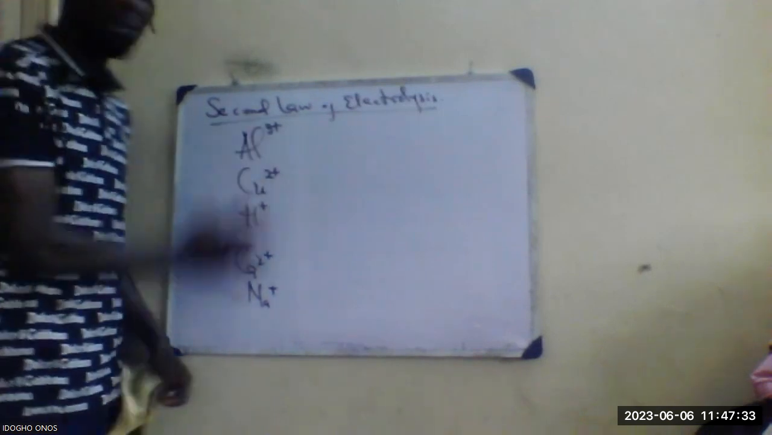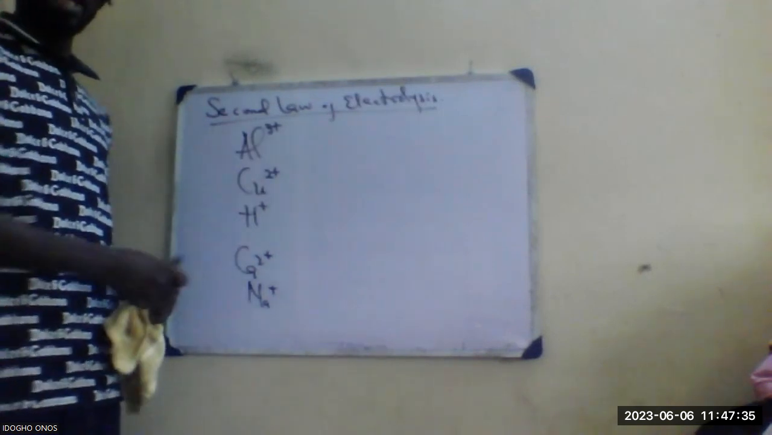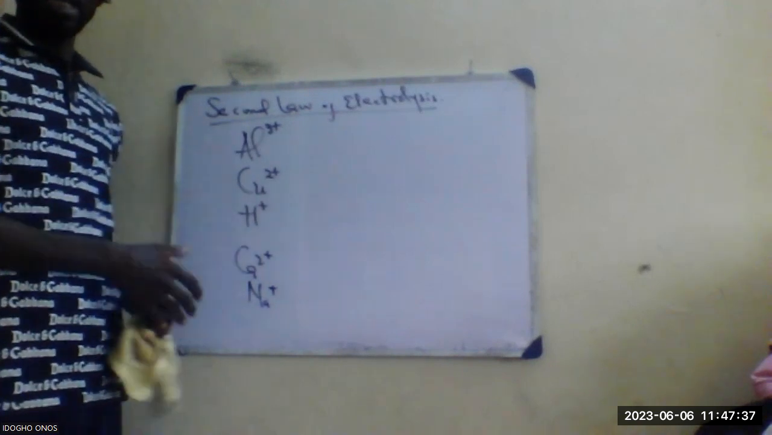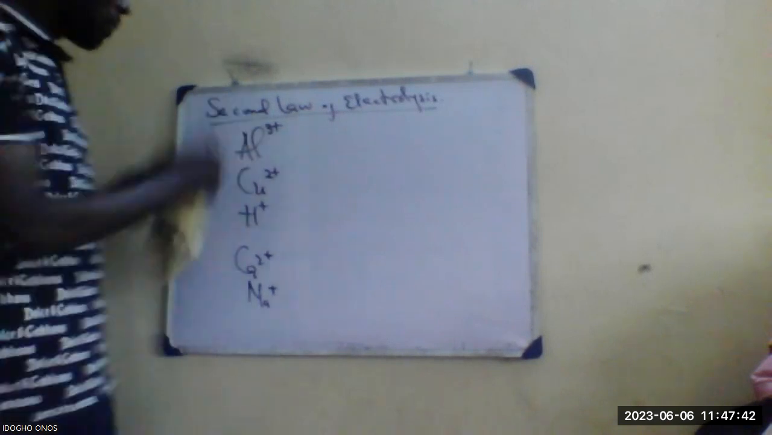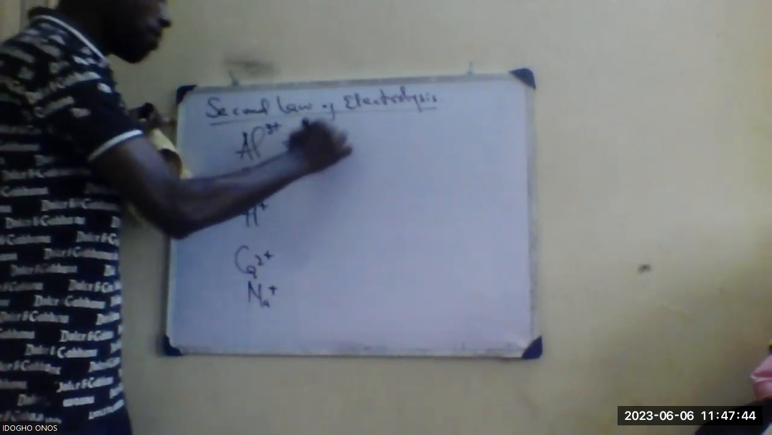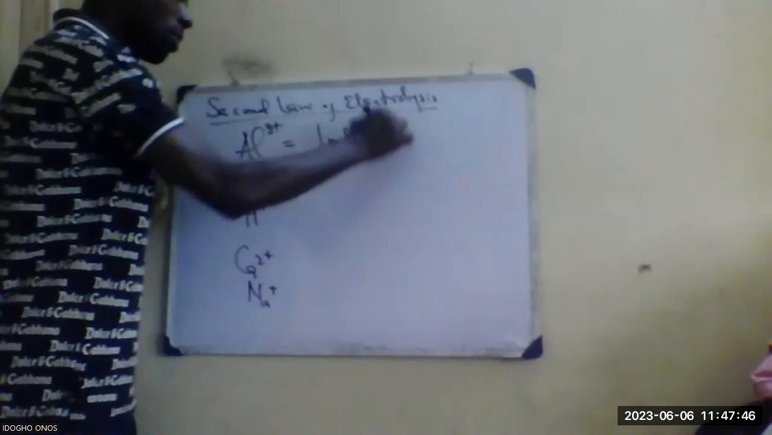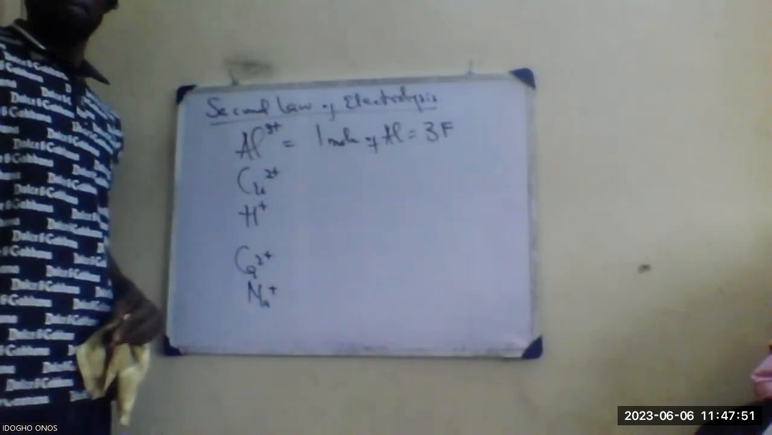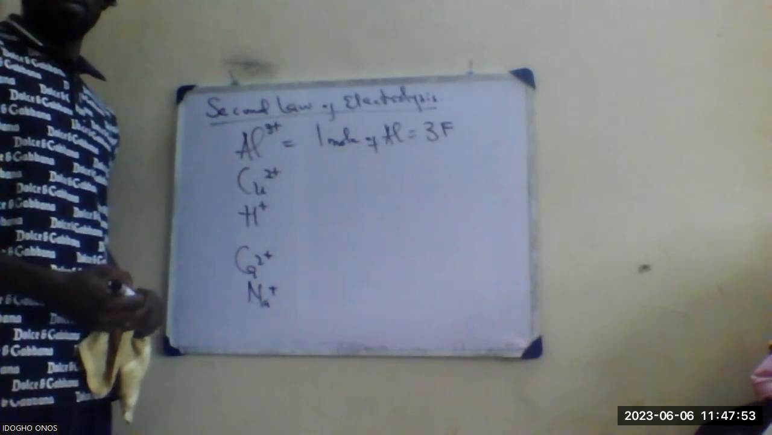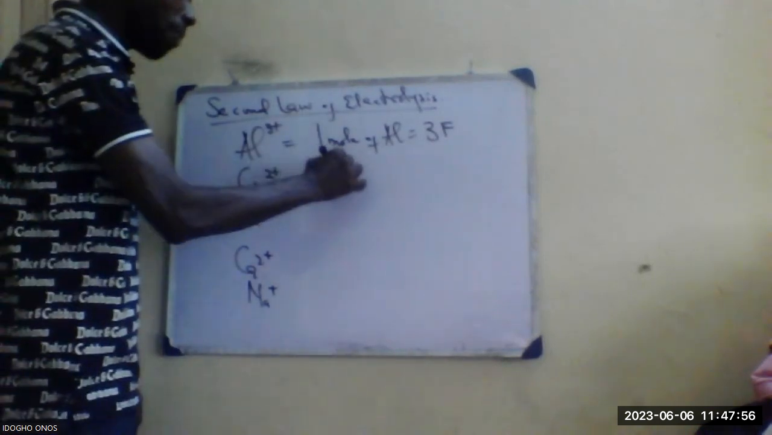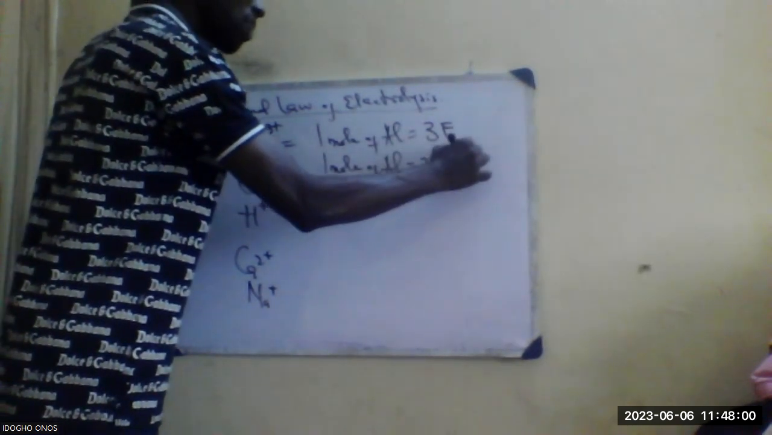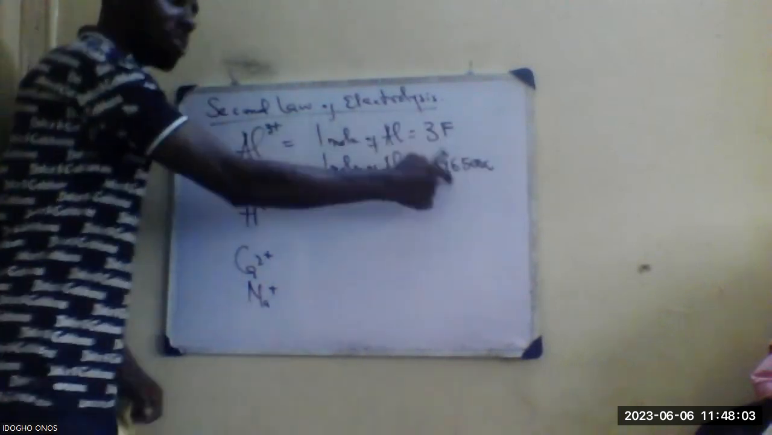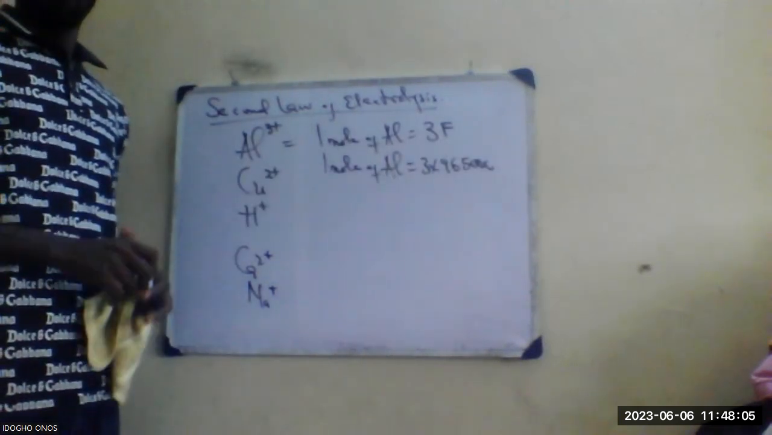So let them also know these various charges. I did this yesterday under the electrochemical series of cations and anions. These charges are very important. Now, what this simply means is that 1 mole of aluminium equals 3 Faraday because of the 3 plus it has. It also means that 1 mole of aluminium is equal to 3 times 96,500 coulombs if you are converting this to coulombs.